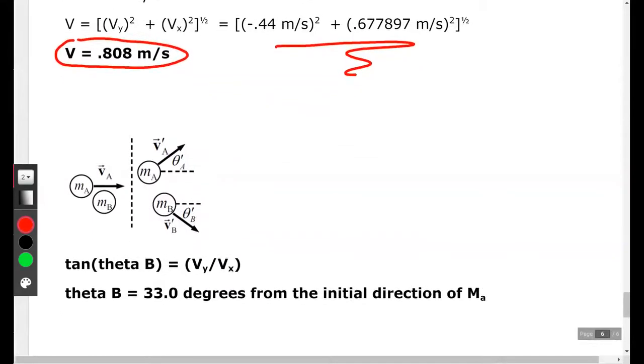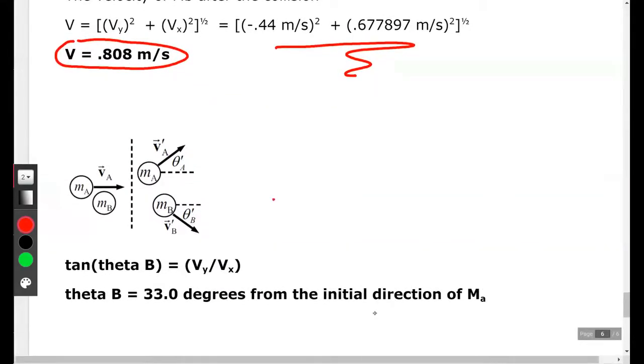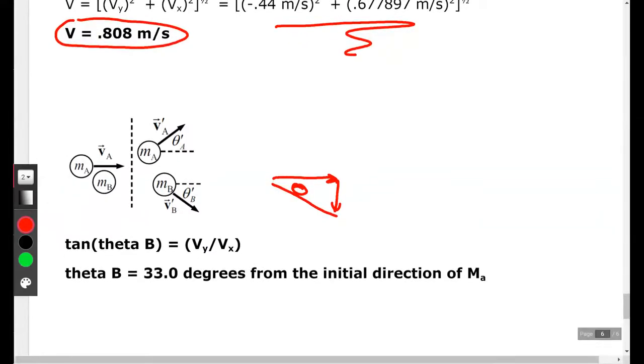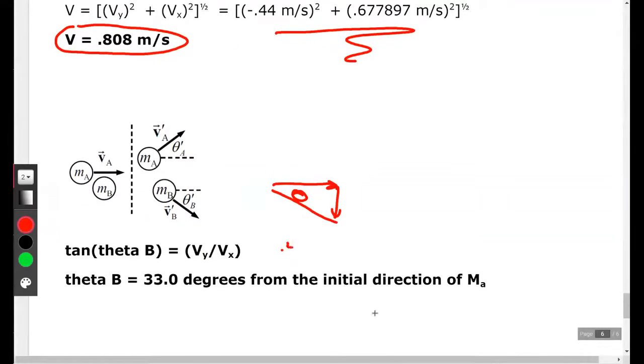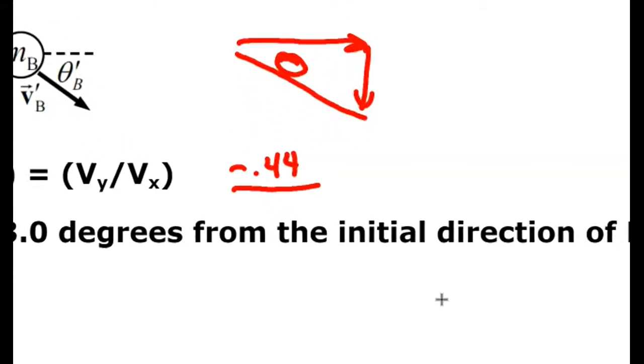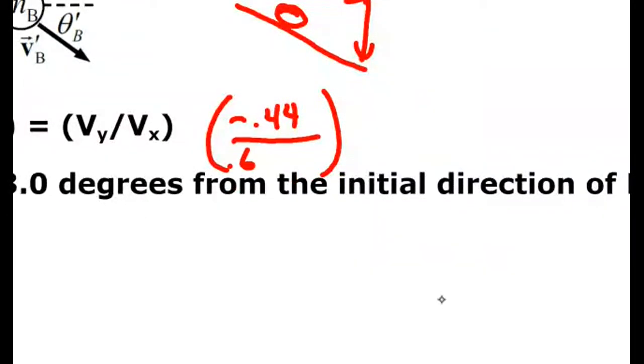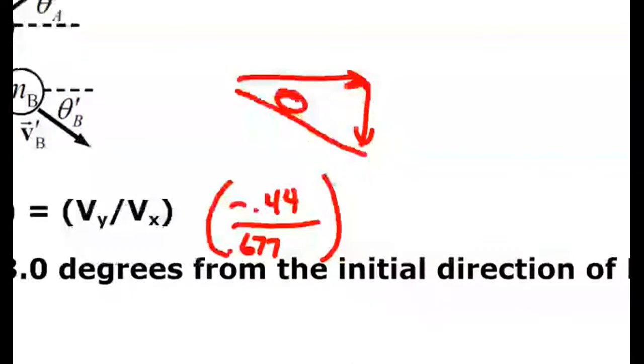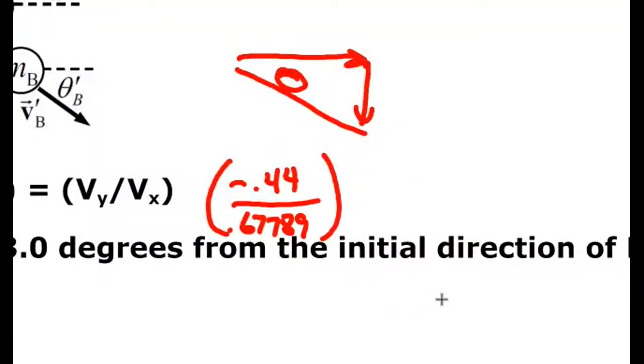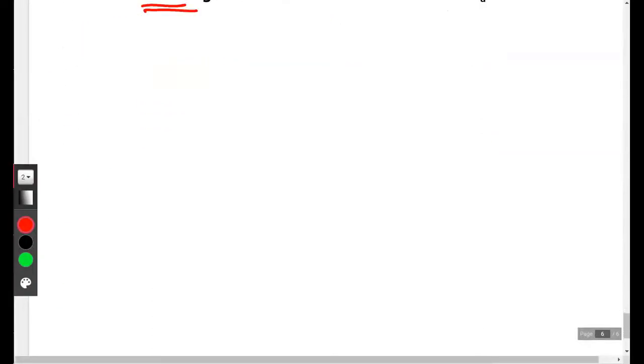Now, how do you get your angle? Well, you've got two components. One goes this way, and one goes this way. What's the angle theta? Tangent is Vy over Vx, and the Vy is negative, but that doesn't matter with the angle, divided by 0.677897. Do that division, do the inverse, get a number, do shift tangent or second tangent, whatever it comes out to be, and you're going to get 33 degrees. And that is a good place to stop because that's the end.